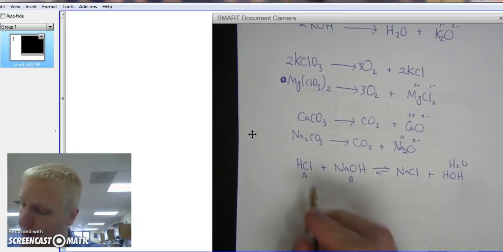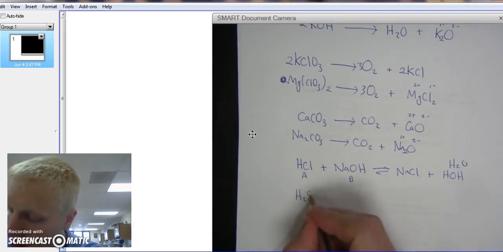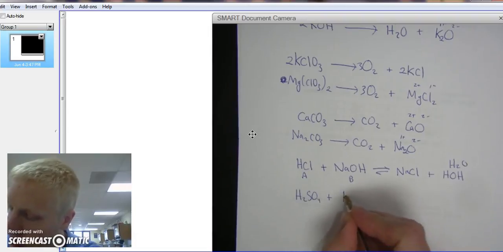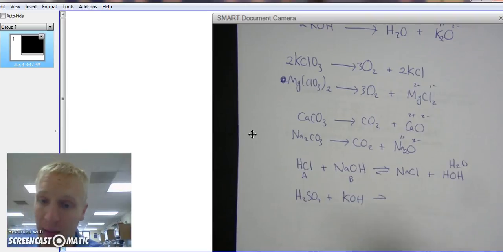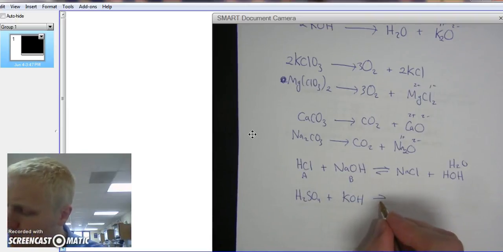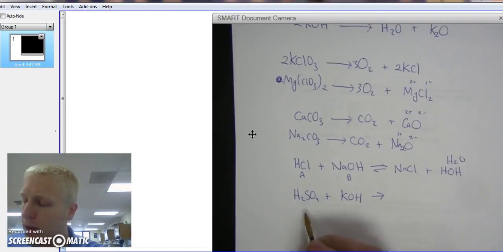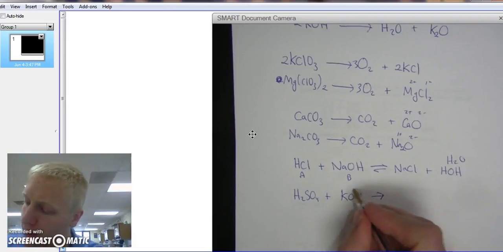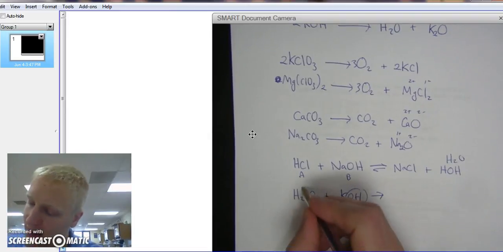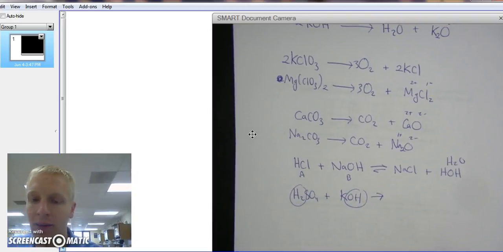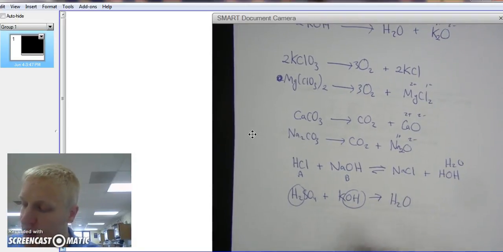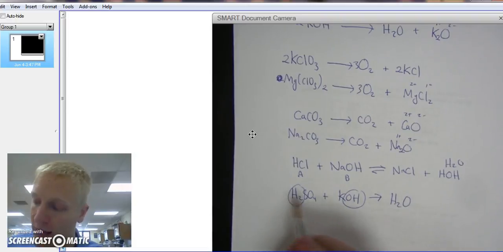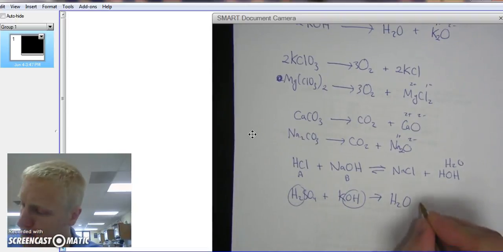Another way of doing it would be, let's do another one, H2SO4 plus KOH. I'm writing an equilibrium arrow. We're going to talk about that in a later unit. I'll just write a regular arrow. So what I do is I circle the OH of the base and the H of the acid. That's my water. Yes, I know there's 3 H's. That's going to get fixed when I add coefficients to balance it.